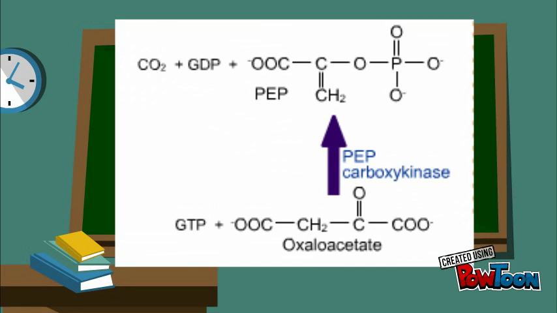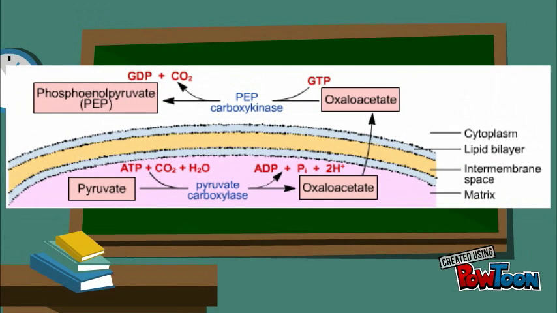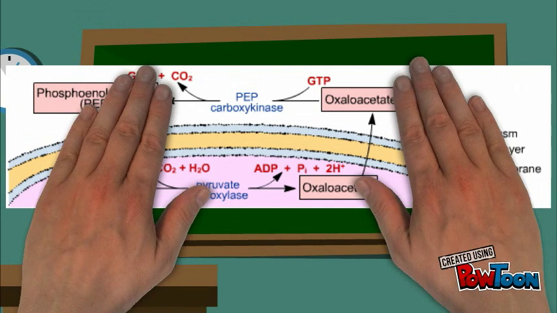The second unique enzyme of gluconeogenesis, phosphoenol pyruvate carboxykinase, catalyzes the conversion of oxaloacetate to phosphoenol pyruvate. Note that this is another energy requiring step. To review, the conversion of pyruvate to phosphoenol pyruvate requires energy input and carboxylation and decarboxylation steps.